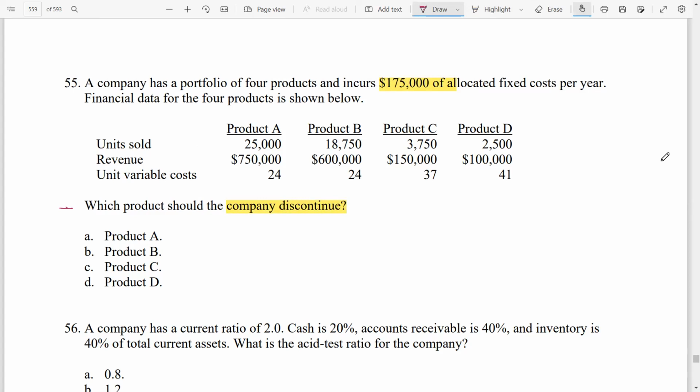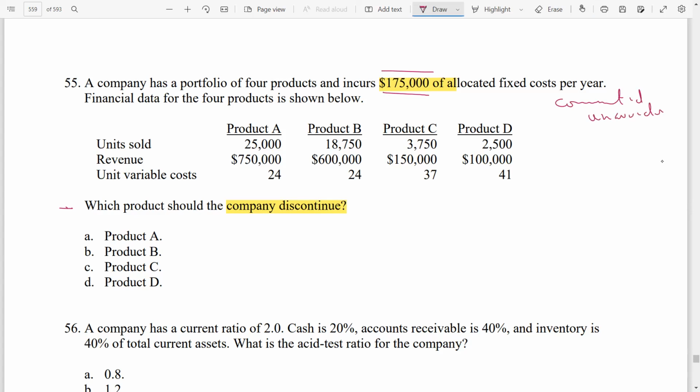To make a better decision for this, we need to find the contribution margin. The contribution margin will be the most appropriate to make the decision. We're going to disregard the fixed cost because it is an allocated fixed cost. We're going to incur it no matter what. Whether we get rid of D, B, C, or A, we're still going to incur the fixed cost. So it's irrelevant, because it is a committed cost. If it's committed or unavoidable, it's irrelevant.